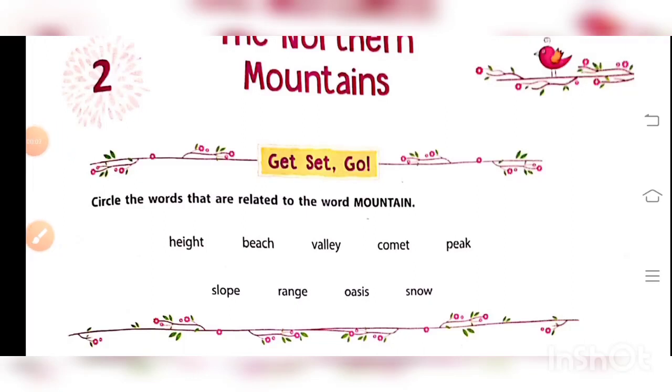Good morning, students. Today we will study lesson 2 of your SST book of class 4. The lesson's name is The Northern Mountains. Before we come to the text, let's see Get Set Go and try to answer it.